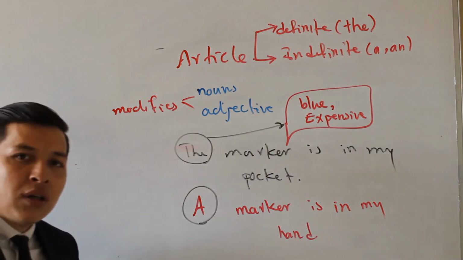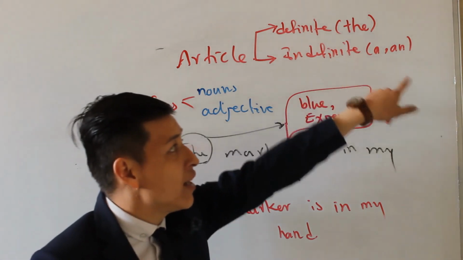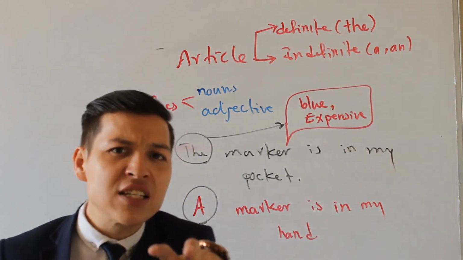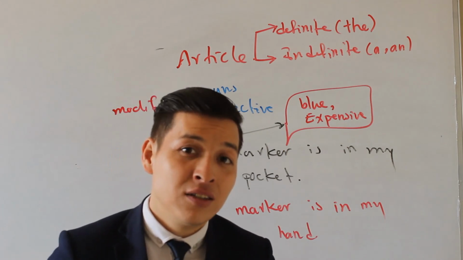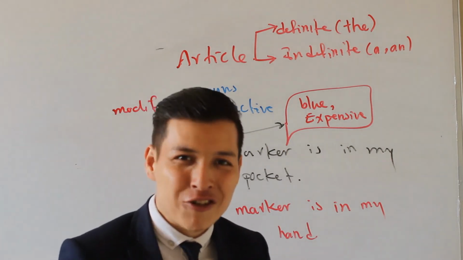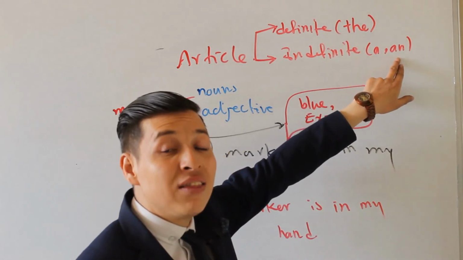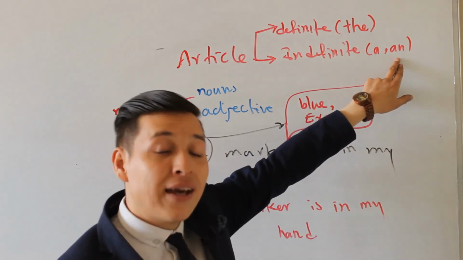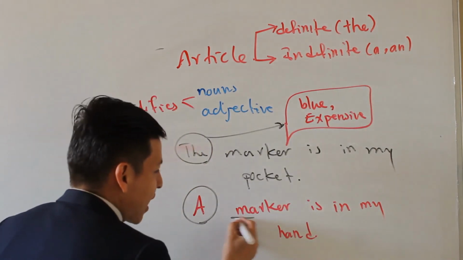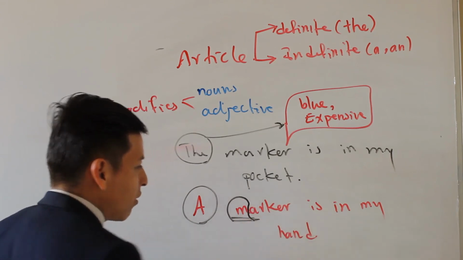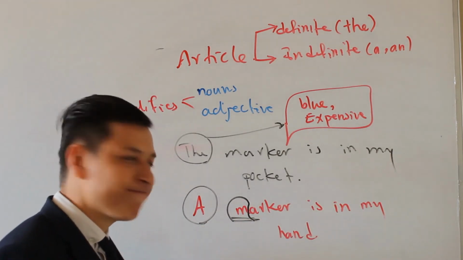Now, in the case of using the articles, we use a and an. We use "a" with nouns or adjectives that start with a consonant. We use "an" when a word starts with a vowel. Here, in your opinion, does "marker" start with a consonant or a vowel? It's clear that it starts with a consonant, that's why we use "a".